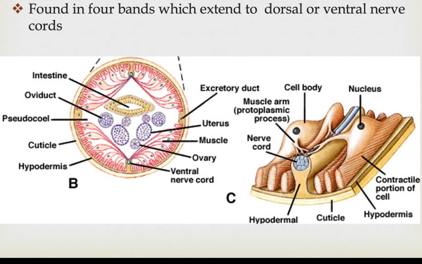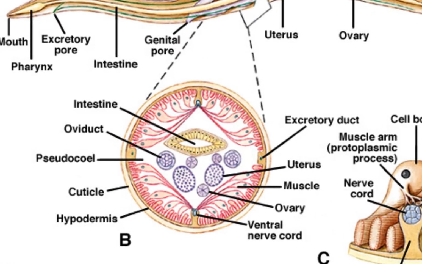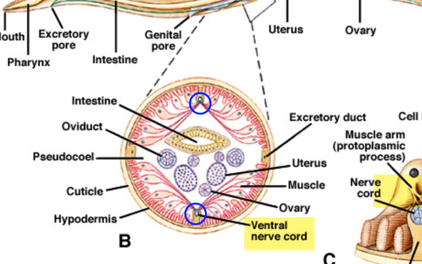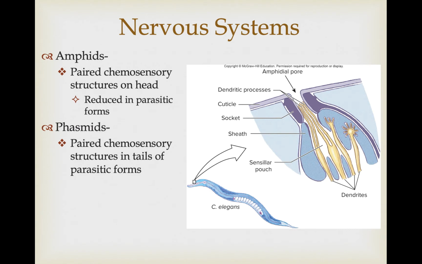So that's very unique. There is a nerve ring that surrounds the pharynx, and then this is connected to dorsal and ventral nerve cords that run the length of the body. And each of these have lateral sensory nerves that branch off of those and are connected in many cases to sensory papillae found in the head and the tail regions, and to a couple of very specific sensory structures. These structures are called amphids, so they're a pair of these chemosensory structures on the head in most free-living forms. They're actually quite reduced in parasitic forms, though.